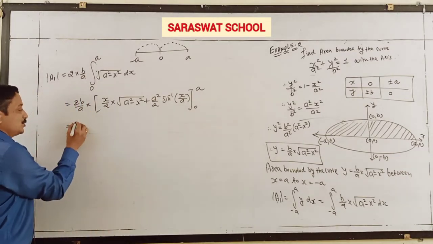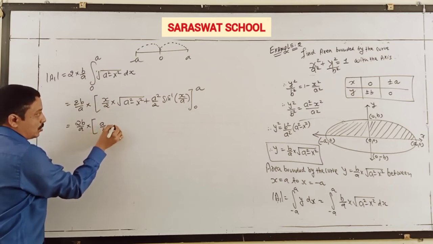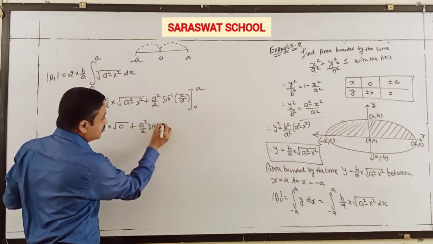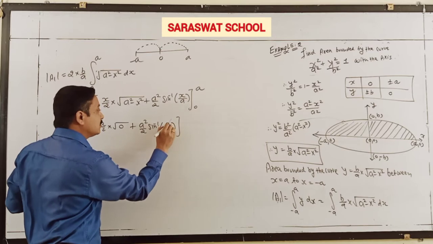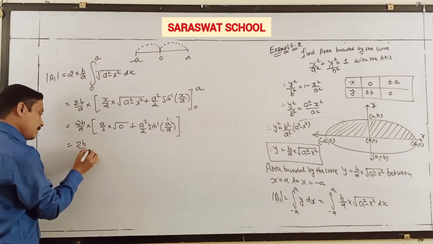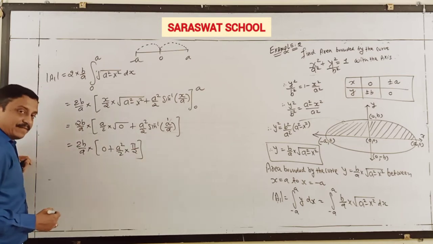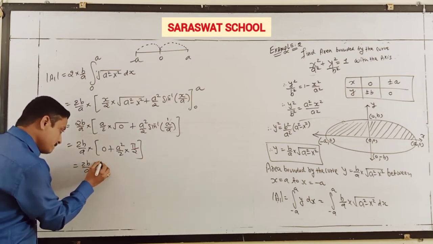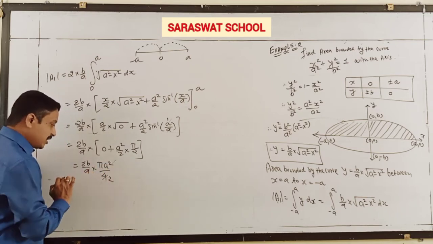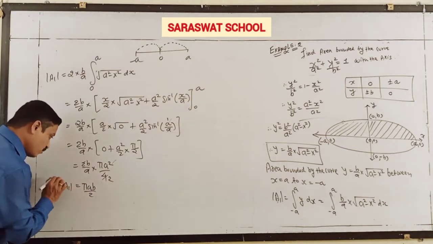So students, you have 2b by a, apply your limit a: definitely a by 2 times 0, plus a square by 2 sine inverse a by a, and 0 putting, then finally sine inverse 0 is 0 and sine inverse 1 is pi by 2. So you have 2b by a, a square by 2 times pi by 2. Finally 2b by a times pi a square by 4, this cancels with 2, this cancels with a, so pi ab by 2. That's your area for a1.